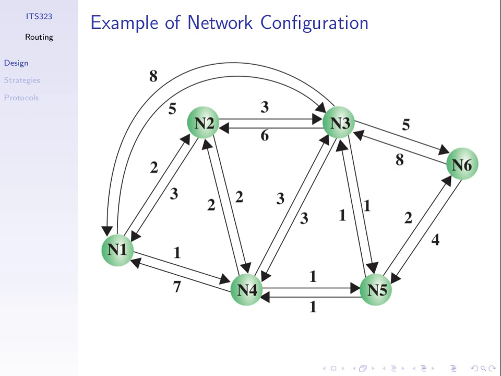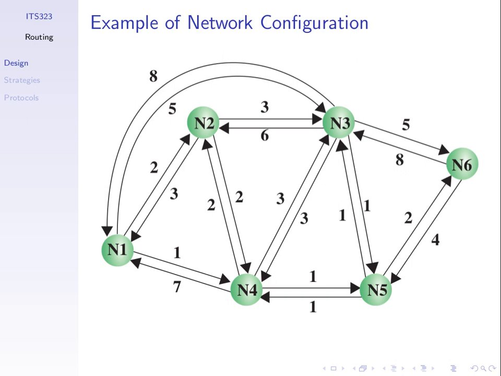What our routing algorithm should do, or what we generally do in routing, is find the least cost path from source to destination. From N1 to N6, the least cost of a path is the sum of the cost of the links on that path. So that's what we define. Each link has a cost. The cost of a path is the sum of the cost of the links along that path.